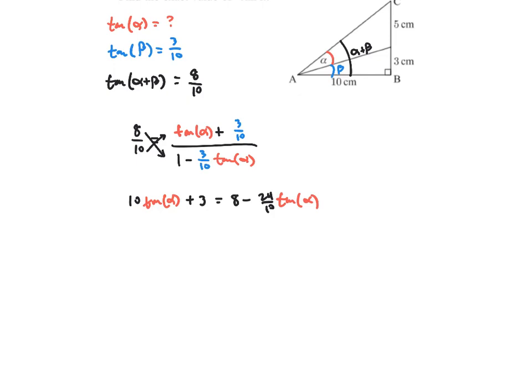Okay, so 10 is equivalent to 100/10. If I add 24/10 to that, that's 124/10 tangent alpha. I'm going to subtract 3 from 8, giving me 5. And now I'm going to multiply both sides by 10 over 124. So let's visualize that. Multiply by 10 over 124.